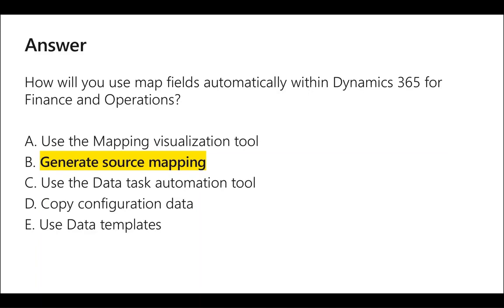When we map source data to target data entities, users can click generate source mapping, and let Dynamics 365 for finance and operations automatically map the fields between the source and the data entities. So the correct answer is generate source mapping.